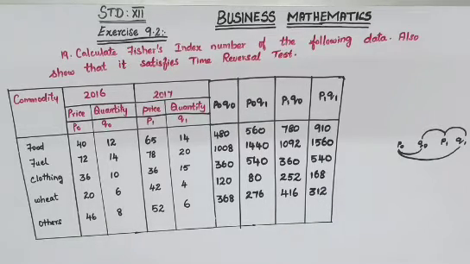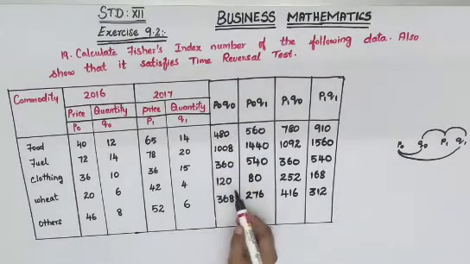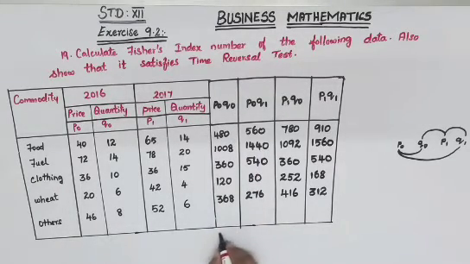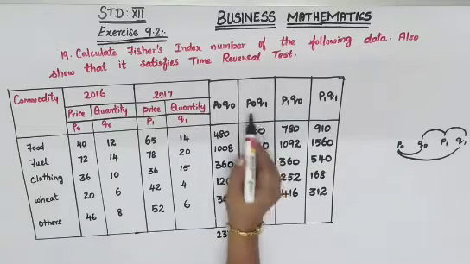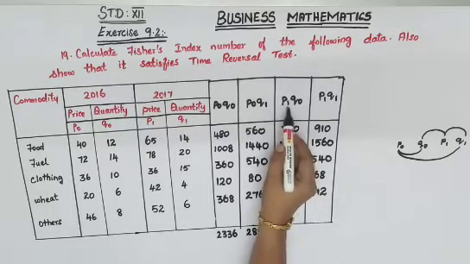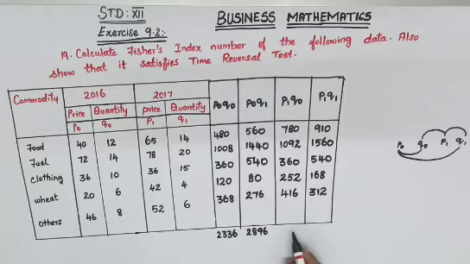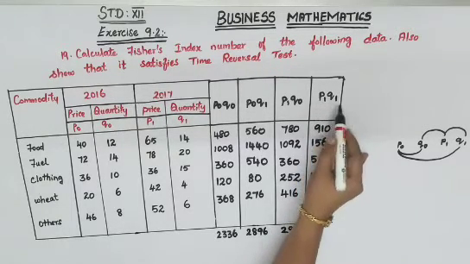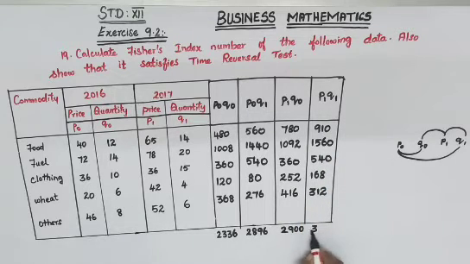So now you'll have to find the summation for all these four columns. So first one is summation of P0 Q0, that is adding all these numbers you get 2336. Next is P0 Q1, that is a summation, adding all these numbers you'll get it as 2896. The third column is P1 Q0, the summation you'll get 2900. The last column is P1 Q1. The summation will be 3490.